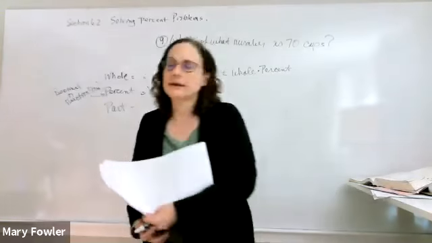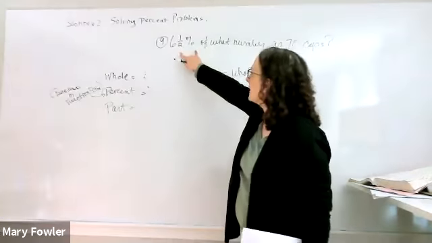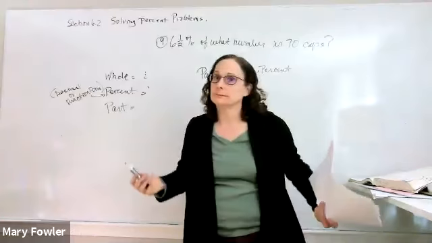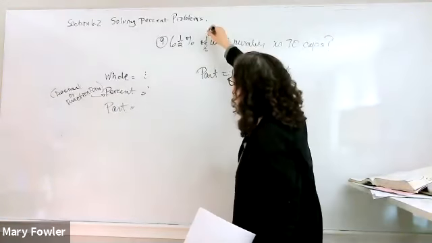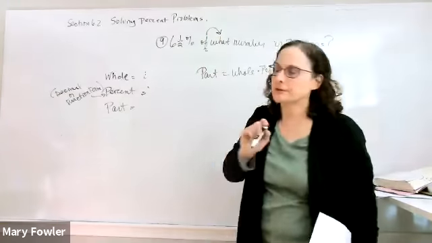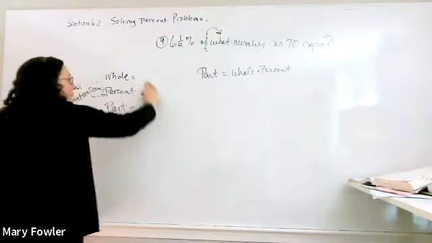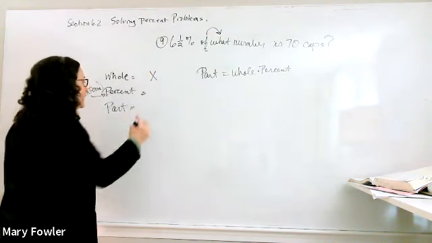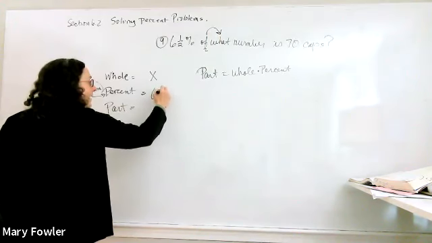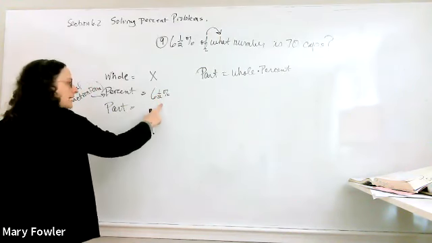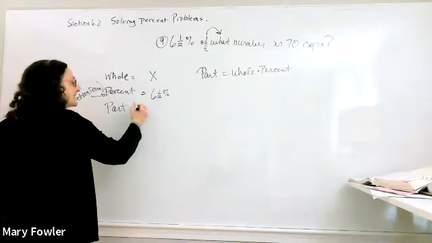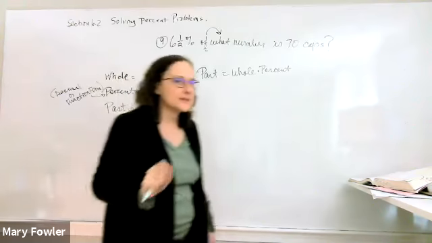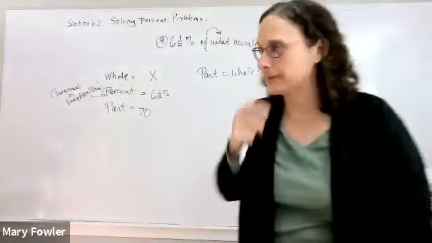Okay, so let's look at number 9. Number 9 says 6.5% of what number is 70 caps? So we have that word of, what number certainly looks like the whole then is what we're looking for. What is that whole? What is that number? So 6.5%, that's my percent, and my part is 70. So how many caps do I have to have if 6.5% of them is equal to 70?